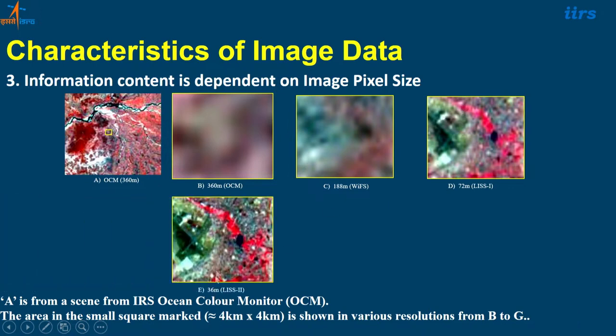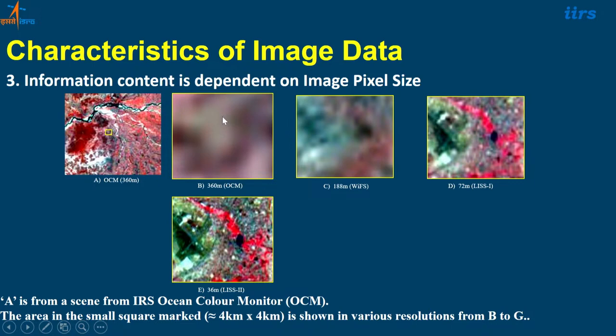Again, if you see here, information content, the same size I am taking here. The area in the small square is marked 4 kilometer by 4 kilometer. This particular area is your 4 kilometer by 4 kilometer here in the image. So that 4 kilometer by 4 kilometer area, I am seeing it like this in 360 meter.